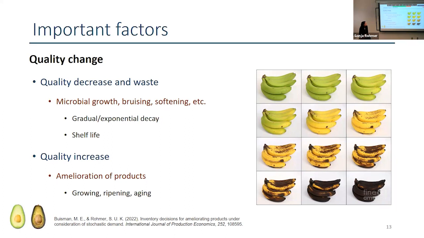One thing that's a bit less addressed, but that's also very interesting in food, is quality increase, because we actually have ameliorating products. We see that in agriculture, but we also have other examples, like cheese, which is a product that ages over time. Other products are whiskey and wine, all of those luxury products that many of us consume. They ripen or age, or if we consider fruits and vegetables, they grow, and we can get different prices for these products, right?